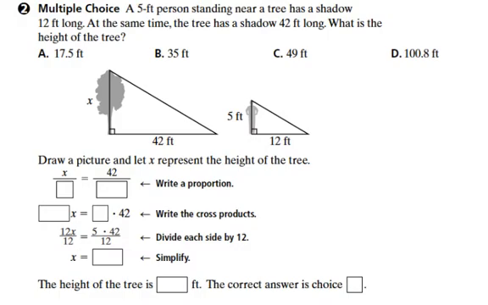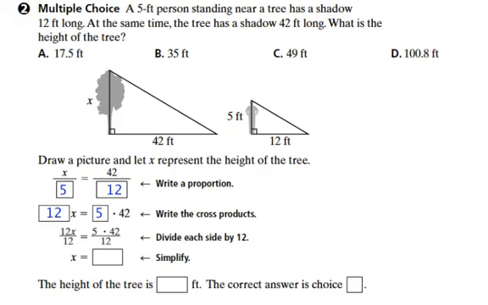The height of the tree and the height of the person are corresponding sides. So the x and the 5 form a ratio, x over 5. Then the shadow of the tree over the shadow of the person is the other ratio, 42 over 12. So we have a proportion to solve: x over 5 equals 42 over 12. We cross multiply. 12 times x equals 5 times 42.